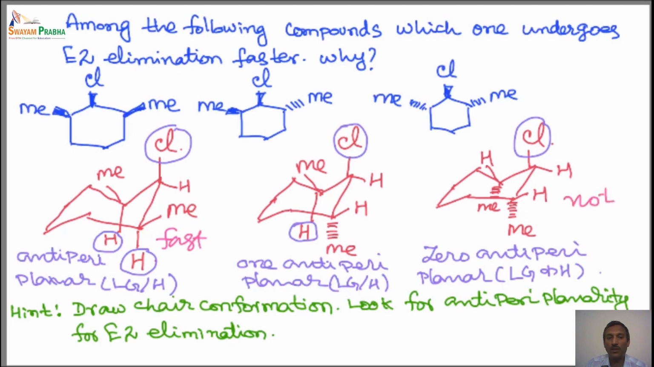So that means we can confirm which one will undergo the elimination much faster. This isomer undergoes elimination much faster because there are two orientations, two protons, available for anti-elimination. This one will go at a moderate rate because at least one hydrogen is present anti-periplanar to the leaving group. Whereas in this particular case, we don't have any proton which is anti-periplanar to the leaving group. So this does not undergo elimination. That's how we can confirm which product will be formed in the E2 elimination.